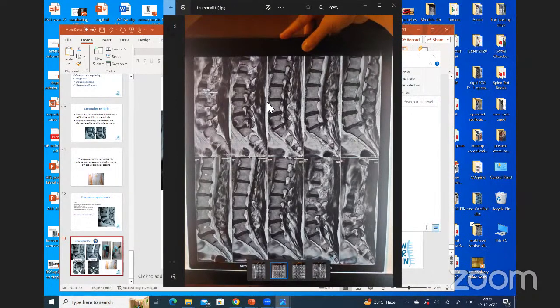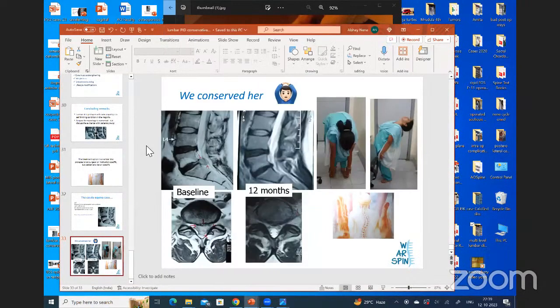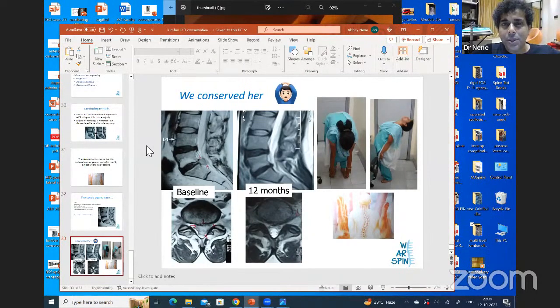Sir, I saw a slide where you've written "conserved", with the pre and post images. Sir, what exactly conservative treatment have you given? So nothing, just time and reassurance and vigilance.